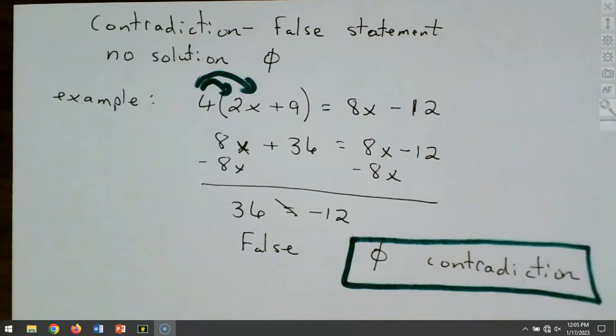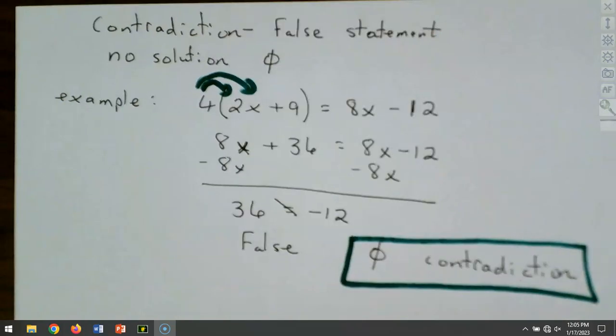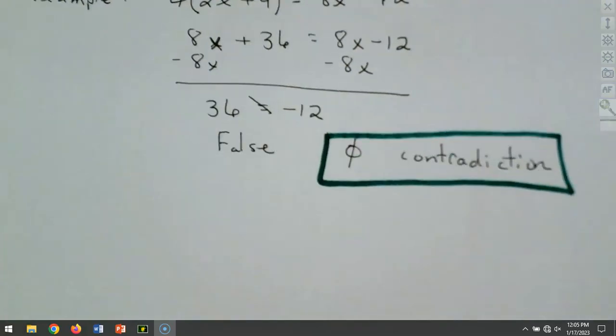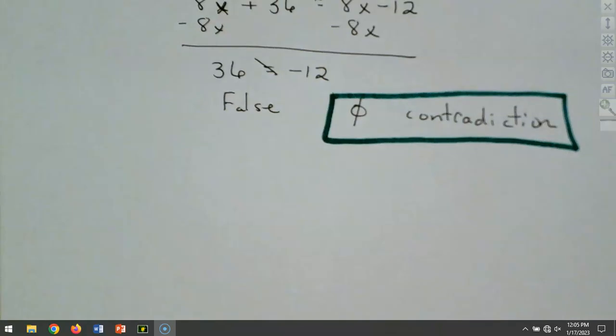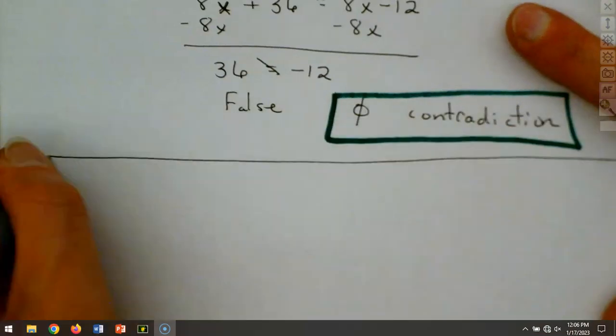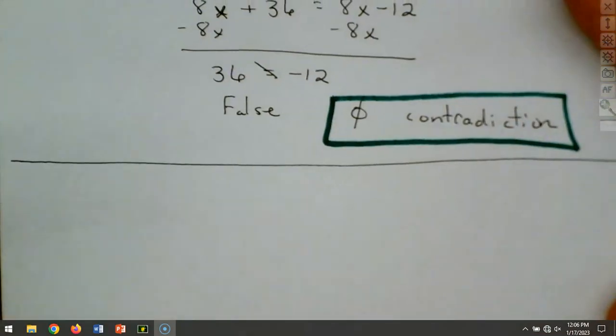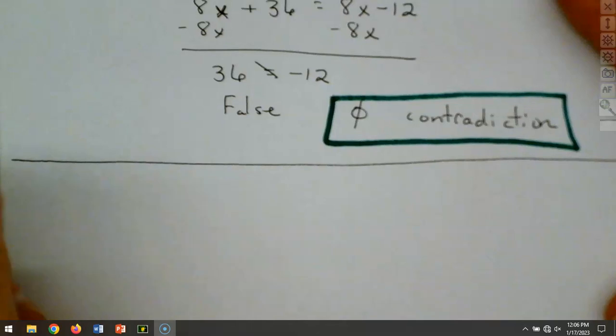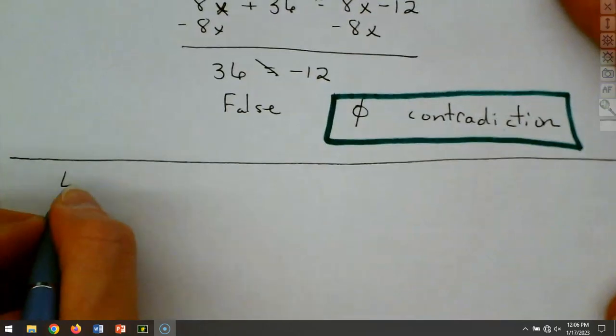So that's a contradiction, no solution. We've got one more type of problem to look at, and we cover these in more detail when we get to chapter 2. But we're going to go ahead and talk about it a little bit now, and we're going to talk about literal equations.